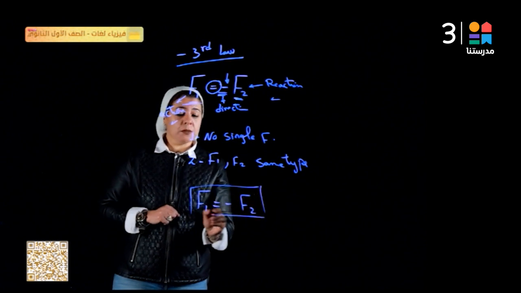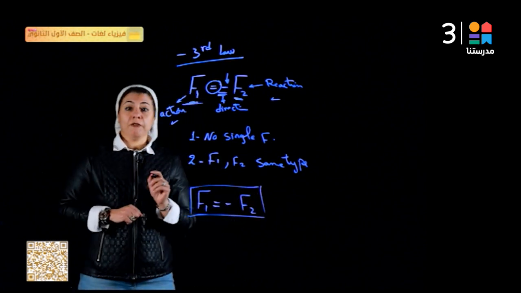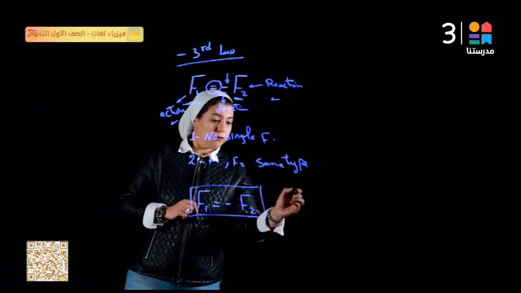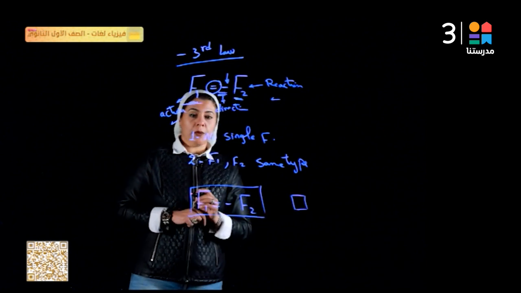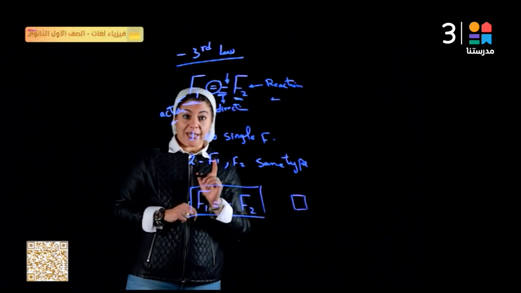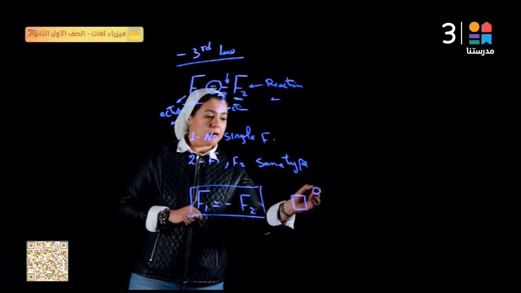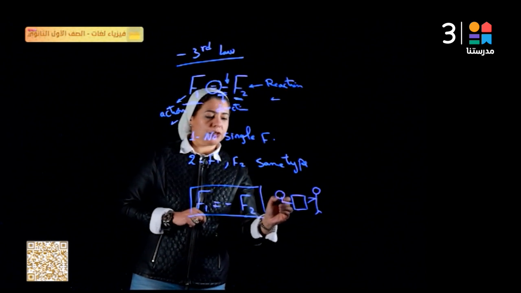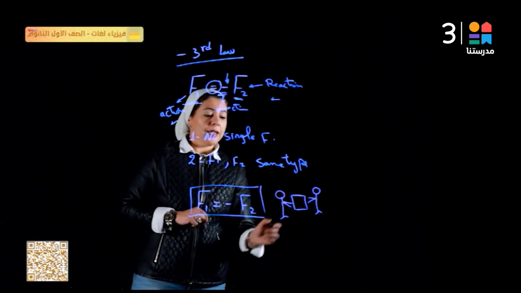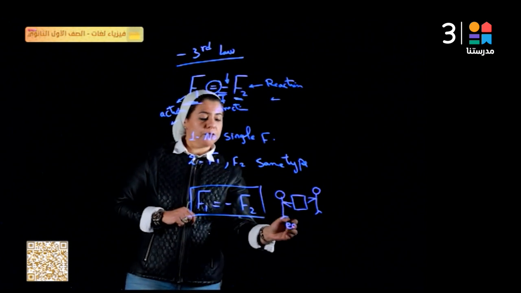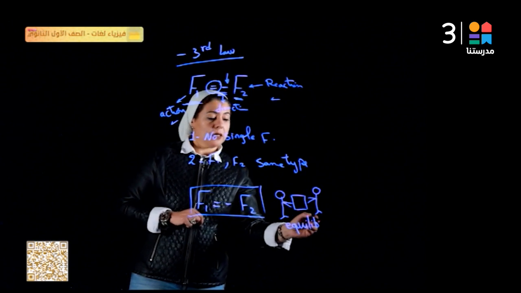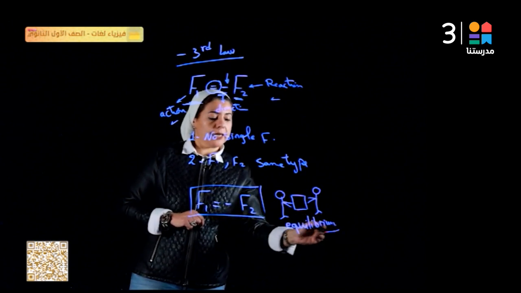And sometimes we can get examples with equilibrium, but it's not an action and reaction case. If we have a box and you have two persons, one person pushes in this direction and the other one pushes in the opposite direction. In this case, we said the two forces are in equilibrium. في حالة اتزان.